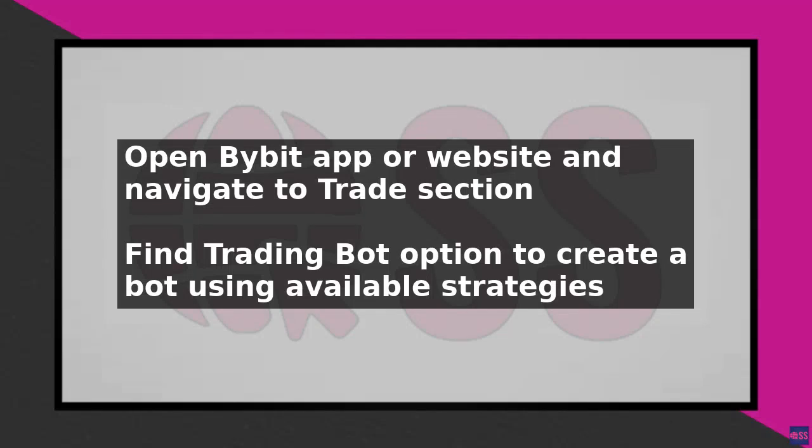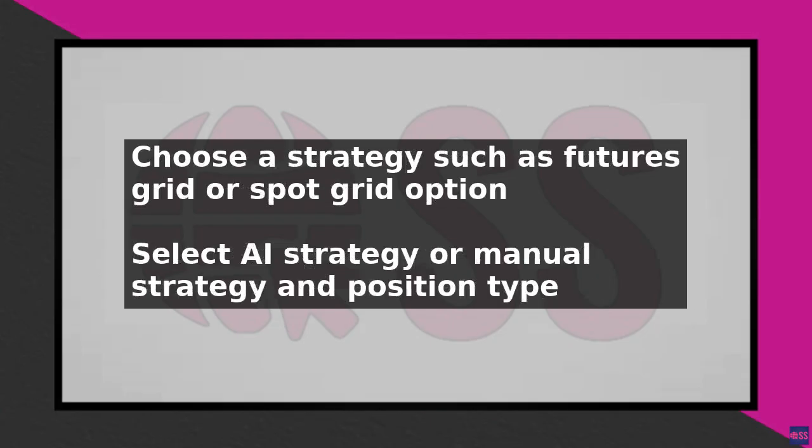To start auto investing in Bybit, begin by opening the Bybit app or website and navigating to the Trade section, where you will find the Trading Bot option. From here, you can create a bot using one of 4 available strategies: Futures Grid, Futures Martingale, Spot Grid, or DCA. For example, you can choose the Futures Grid option.